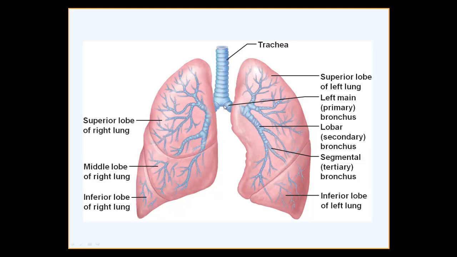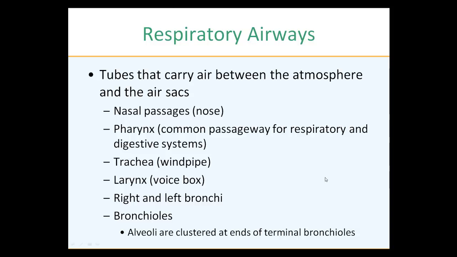The aspiration pneumonia happening more at the right side versus the left side. Alright, so this was a quick review of what we covered in the lecture with the gross anatomy of the lungs and the trachea and the bronchial branches.